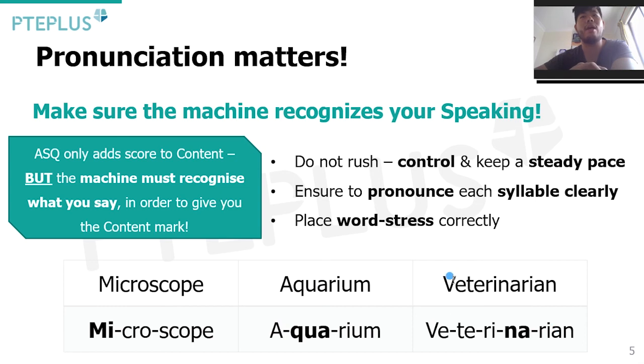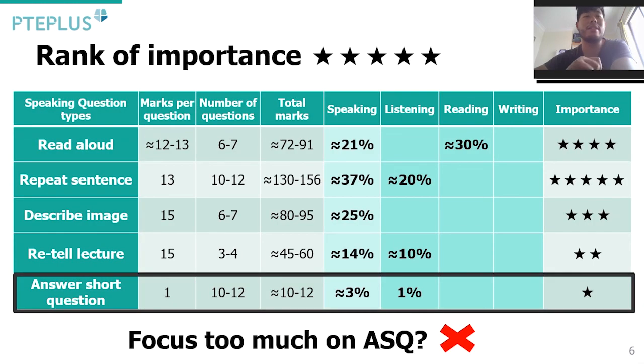Same thing for this. Veterinarian. Don't say it with heavy stress on every syllable. The machine might easily think you're saying 4 or 5 words. And don't say it too quickly either. In that case, the machine won't be able to hear it clearly. So make sure that the machine recognizes you're speaking. Use the same principles that we've been using in the other sections of the speaking test.